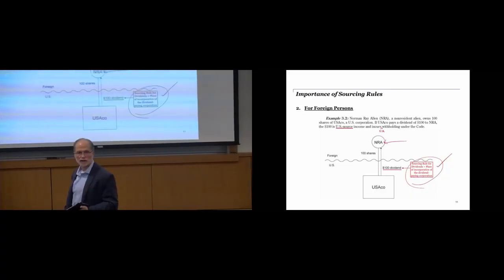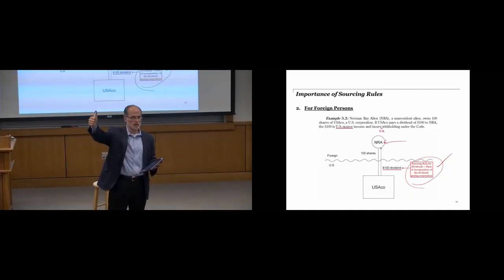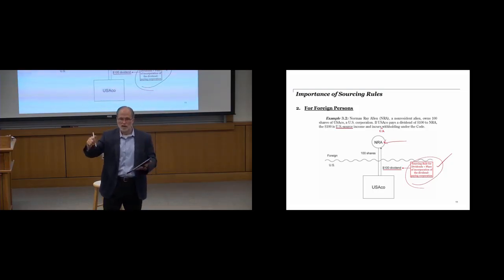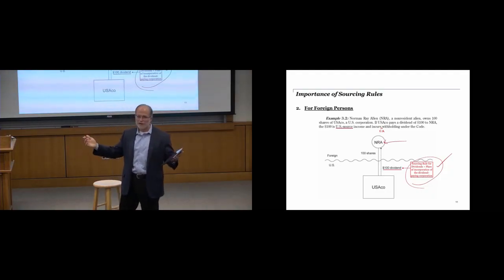Okay? So it's a two-step process. First, we have to source the dividend, then we determine the withholding tax rate if it's U.S. source. If this were foreign source, then there's no U.S. tax. We have a foreign recipient of foreign-sourced income.